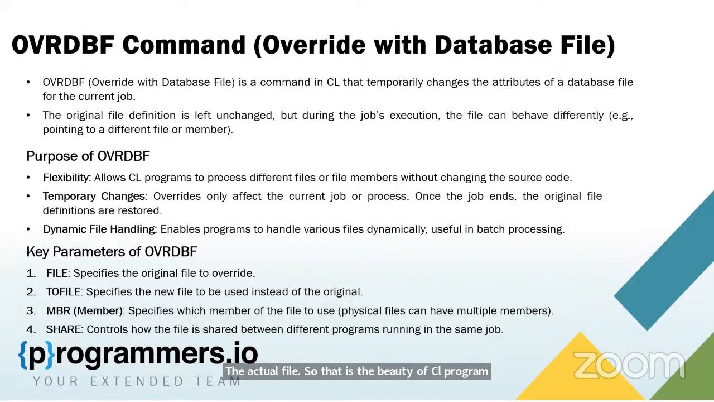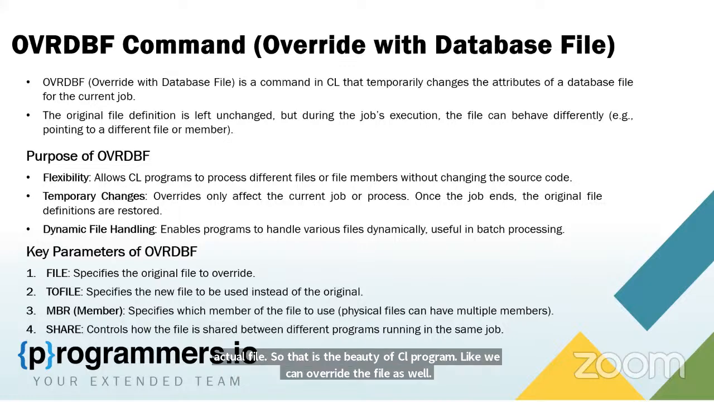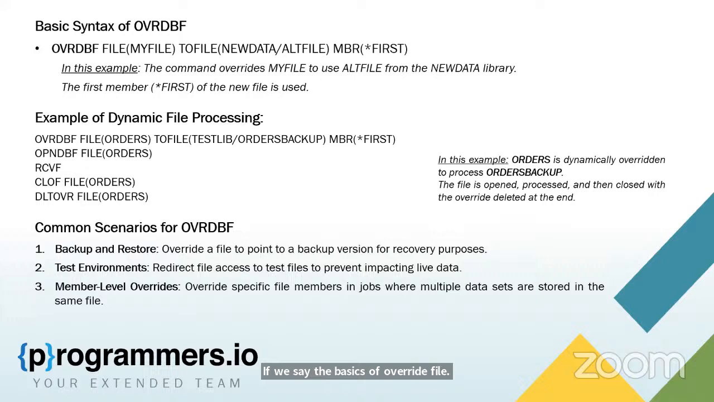If we say the basics of override file, it uses the override file, then to file, then the member name. As you mentioned in the previous slide, these are the key parameters of that. So it's simple, this file will be used, and some new file will be named as this file. So quite simple. Let's see the example. We can learn, or understand about the override file quickly by using this example.